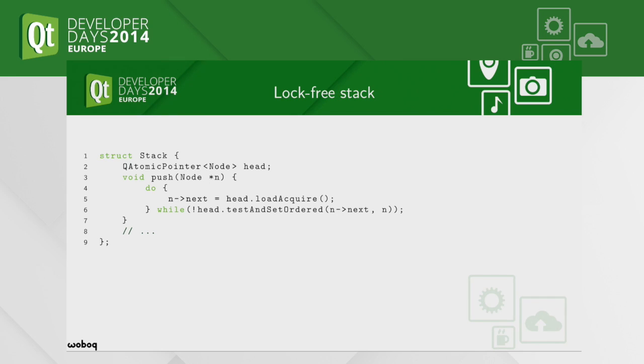Question? Why does it have to be test and set ordered instead of test and set release? Good question. So I put test and set ordered because I just wanted to be sure. But it is true that you then have to question what the memory ordering of this operation needs to be. And this actually depends on what you do with your list. Usually when you put something into a linked list, it is because you want to publish the linked list, or you want to publish this node to the other threads.